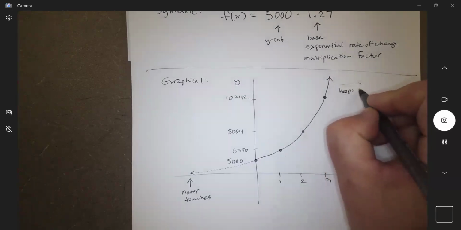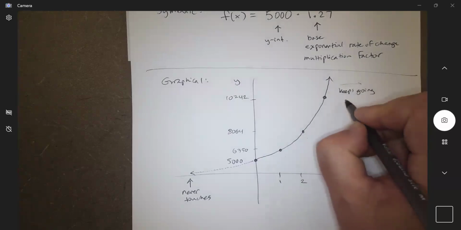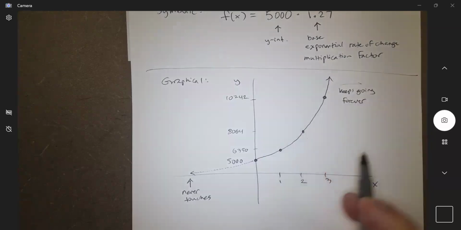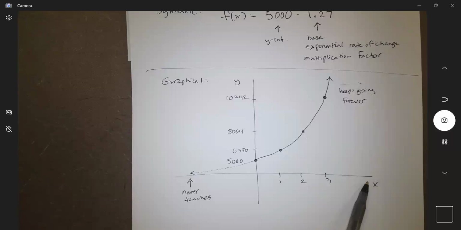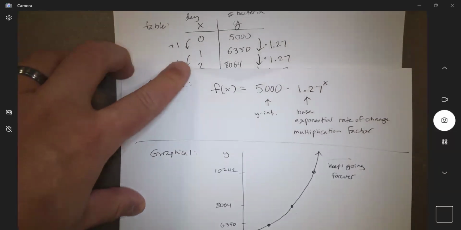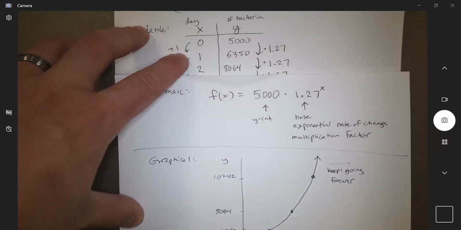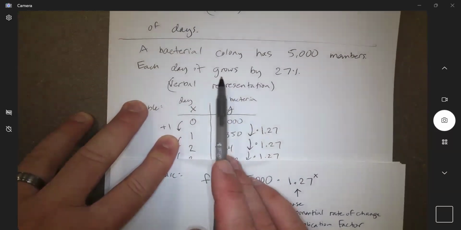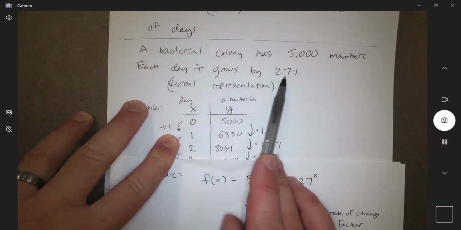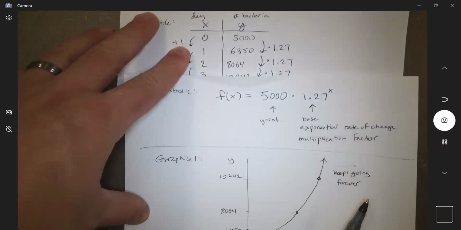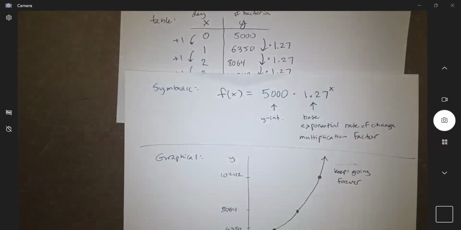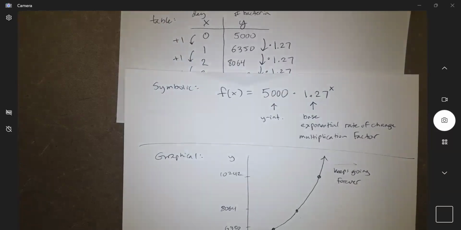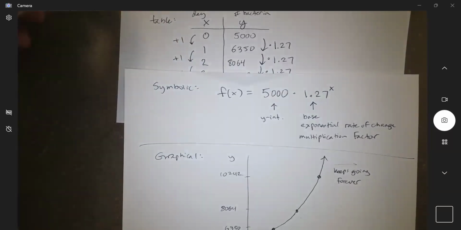How do you know it's not coming the other direction, coming down because it's getting closer and closer to 0? How do I know it's not doing something going down this way versus going this way? Well, first of all, based on my table, I see as x increases, the y's increase. Second of all, based on my word problem, it grows by 27%, so it should get bigger. Oh, yeah, I guess. Yeah, and we're also going to look at the other version, which is called decay. Actually, we're going to do that right now.